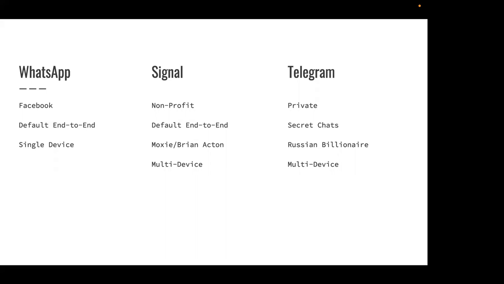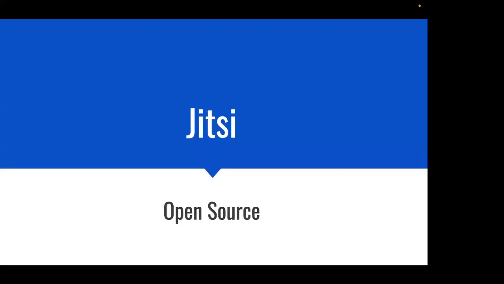Telegram is private. It offers secret chats. So by default, it's not end-to-end encrypted, but it does offer the ability to have end-to-end encrypted communication. It is owned by a Russian billionaire, in case that worries you at all. And it is multi-device, just like Signal.